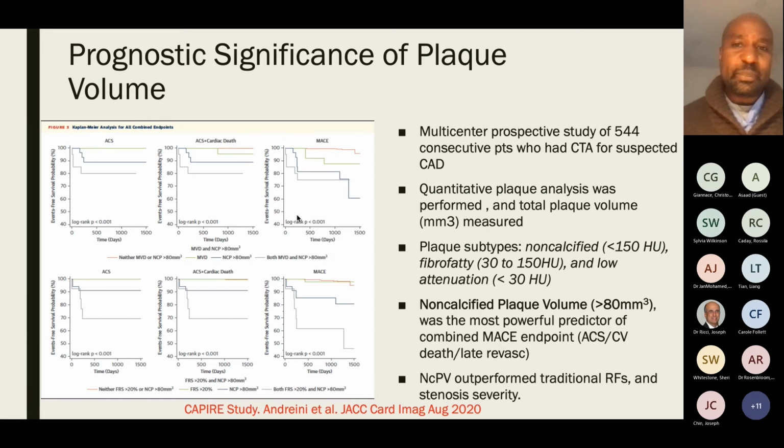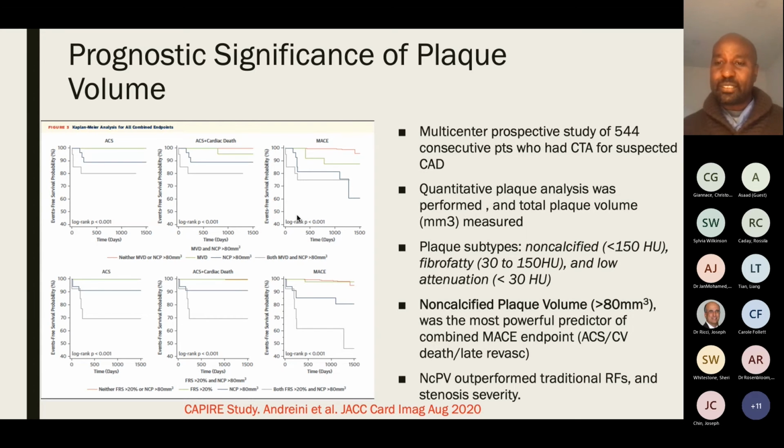And this plaque assessment has been shown to be prognostic. So this was the CAPIRE study, which came out in 2020. This was a multi-center prospective study of 544 consecutive patients who had a CTA for suspected coronary disease. And they did quantitative plaque analysis looking at total plaque volume, as well as plaque subtypes.